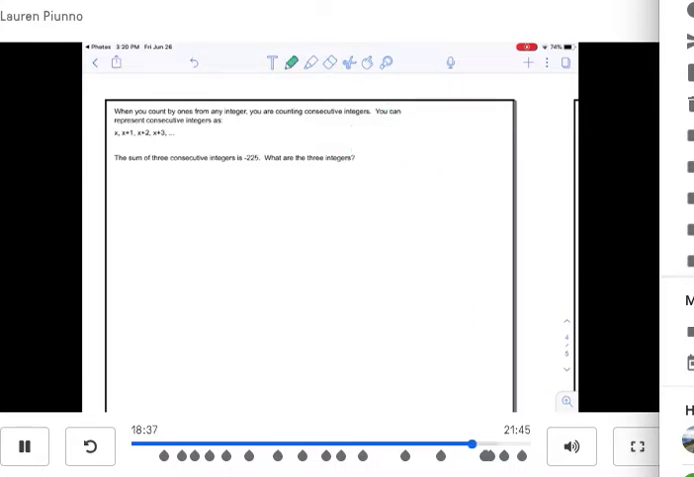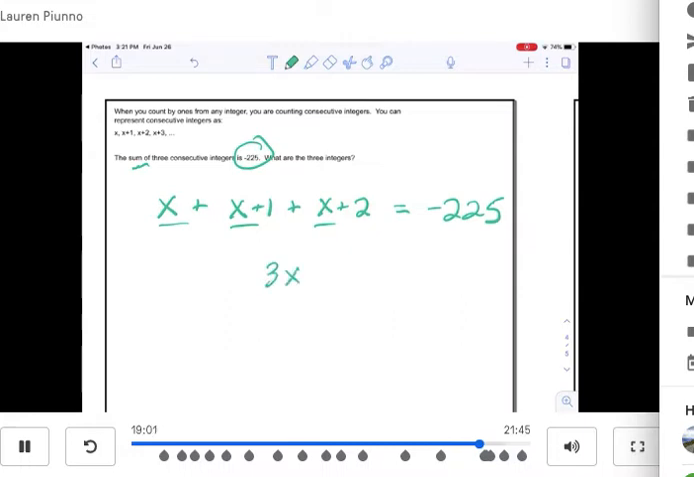So the problem is the sum of 3 consecutive integers is negative 225. What are those integers? So the smallest one is x, the middle one is x plus 1, and the largest one is x plus 2. Their sum is where you add them together, their sum is negative 225. Combine like terms, that's 3x plus 3 is equal to negative 225. Let's subtract 3 from both sides.